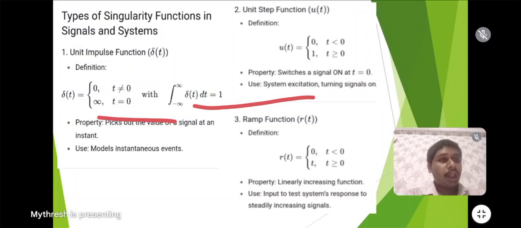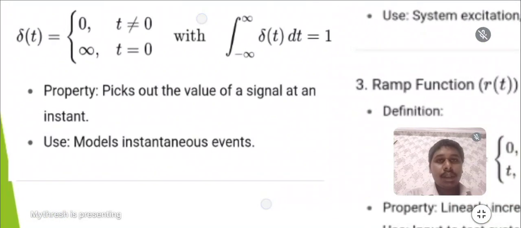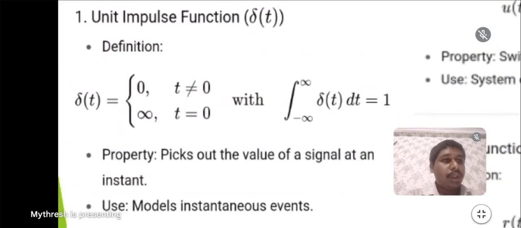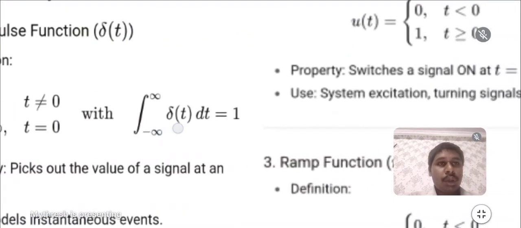So let us see a few types of singularity functions. As we can see here, one type is the unit impulse function. The unit impulse function is denoted as del of t, and del of t is given as 0 for t not equal to 0, and infinity for t equal to 0. The property depicts the value of a signal at an instant and is used to model an instantaneous event.